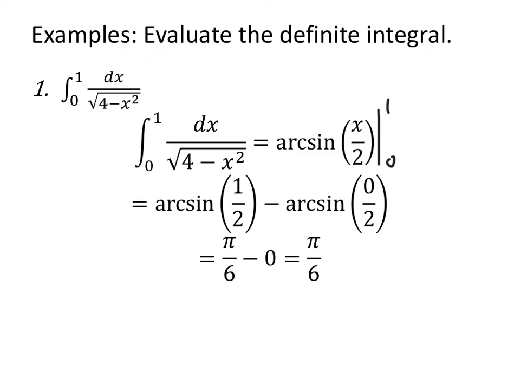Now some definite integrals. The integral from 0 to 1 of dx over the square root of 4 minus x squared. I know that this is the arcsine form, a value of 2. So this is the arcsine of x over 2 evaluated from 0 to 1. Substitute your 1. Substitute your 0. The arcsine of 1/2 is pi over 6. The arcsine of 0 is 0. Pi over 6 minus 0 is pi over 6.